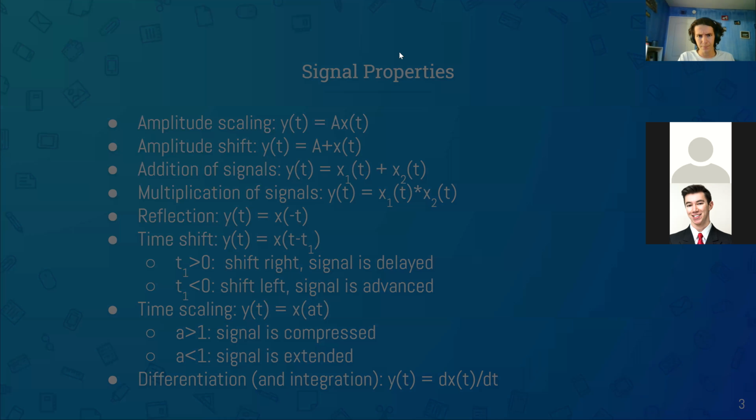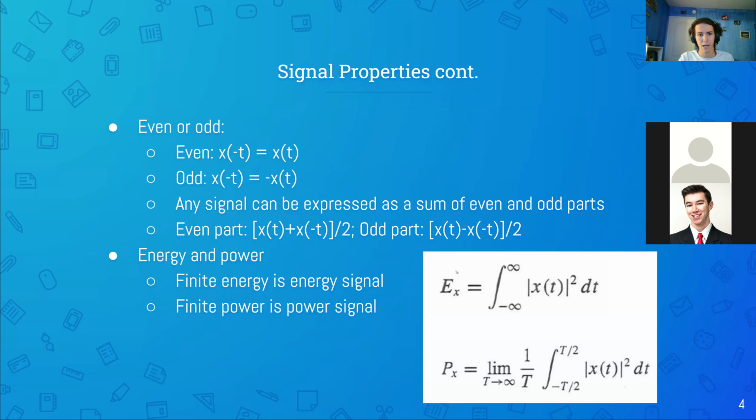So one important property of these signals is whether or not they're even or odd. And this is especially true with the Fourier transform. As you'll see, there's a lot of tricks that you can pull with even and odd signals due to the fact that a sine function is odd and a cosine function is even.